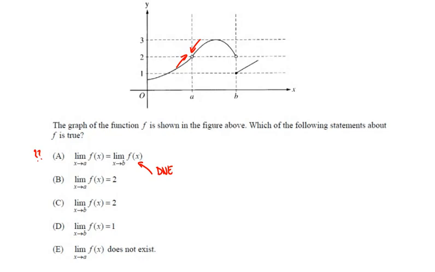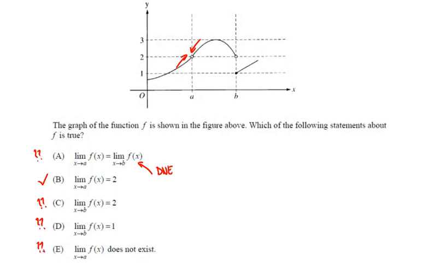Limit as x approaches a of f of x is 2. Well, that's true. Limit as x approaches b of f of x equals 2. Well, the limit as x approaches b doesn't exist. D. The limit as x approaches b of f of x equals 1. That's not true either. And E, the limit as x approaches a of f of x does not exist. It clearly does exist. The limit as x approaches b on the other hand wouldn't.